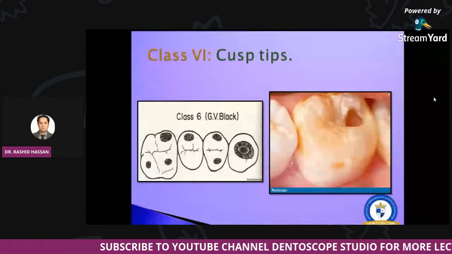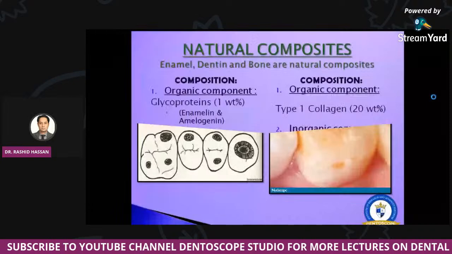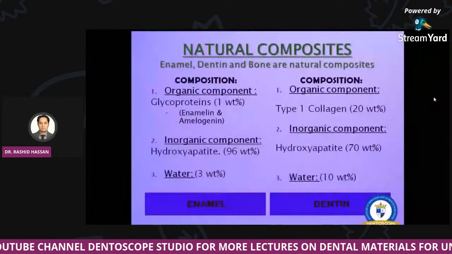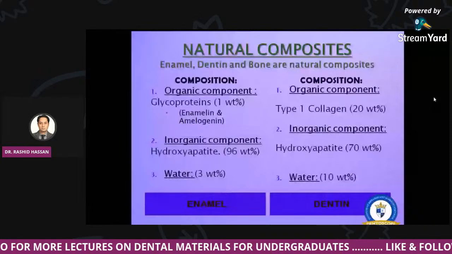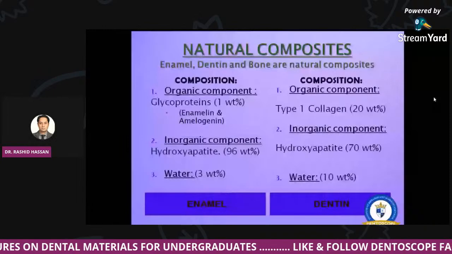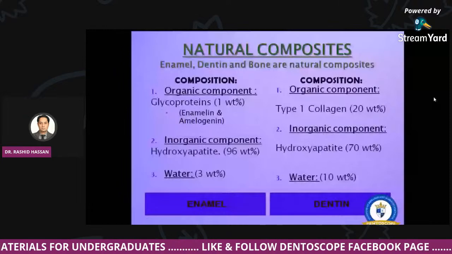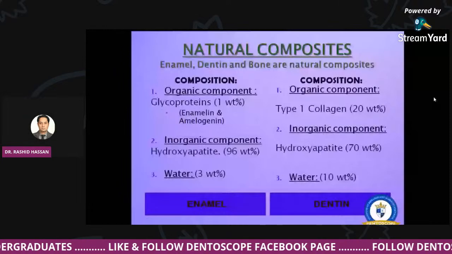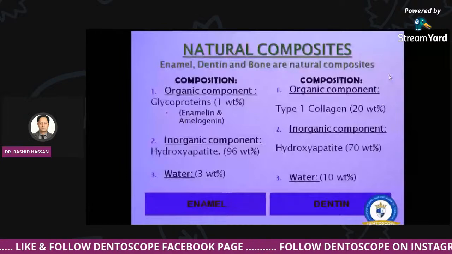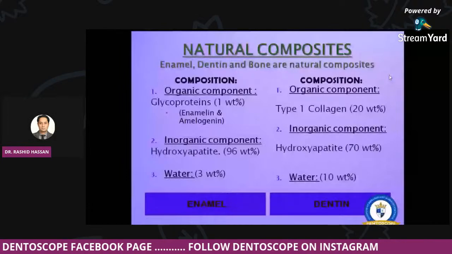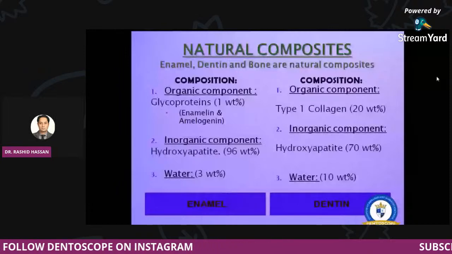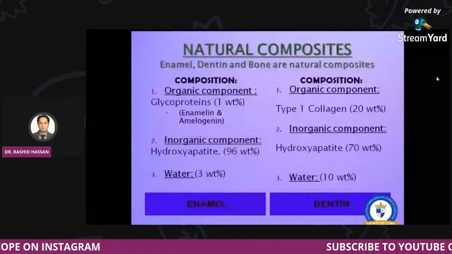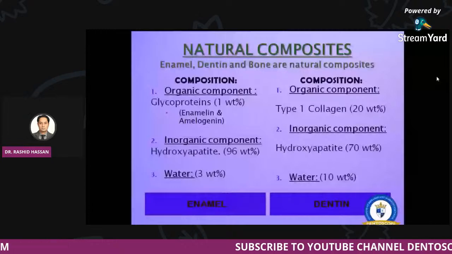This is another slide which mentions the natural composites present in the human body. This is the MCQ. The natural examples of natural composites are enamel, dentin, and bone. Now, here we see the two types, enamel and dentin. I have just mentioned these two types for your better understanding.